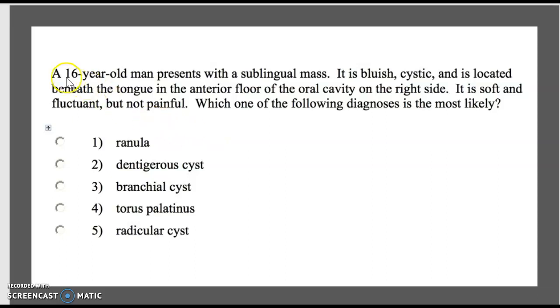Here's the question. A 16-year-old man presents with a sublingual mass. It is bluish, cystic, and it is located beneath the tongue in the anterior floor of the oral cavity on the right side. It is soft and fluctuant, but not painful. Which one of the following diagnoses is the most likely? Ranula, dentigerous cyst, branchial cyst, Torus palatinus, radicular cyst.